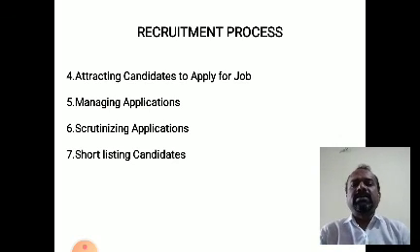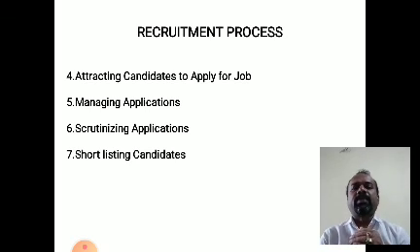And the last one is shortlisting candidates. We consider it very seriously under the process of recruitment. By scrutinizing the applications, candidates with a matching profile are picked out for the process of selection. So this is the end of the recruitment process.